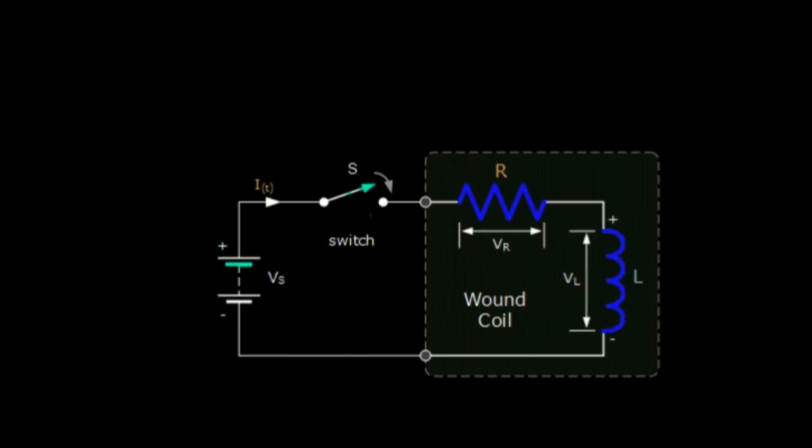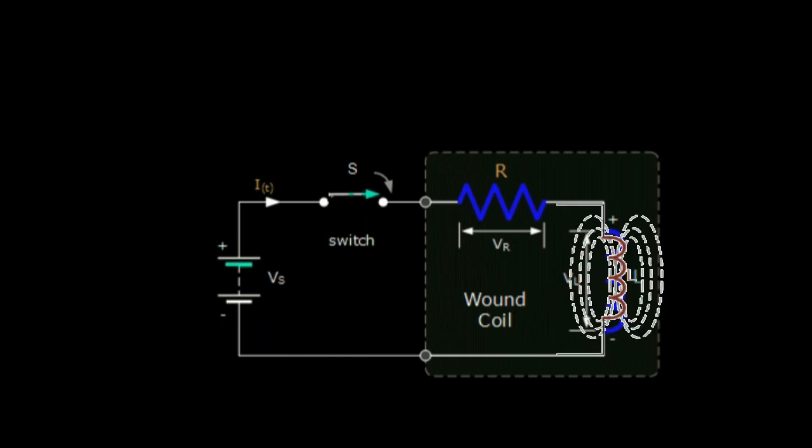So for the same rate of current change through the coil, either increasing or decreasing, the magnitude of the induced EMF will be the same.